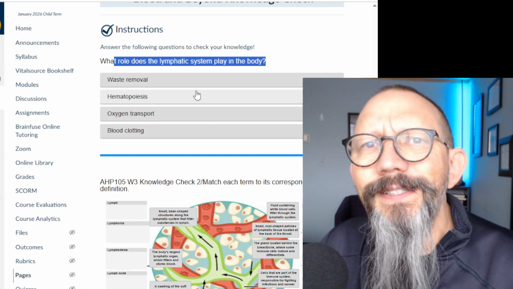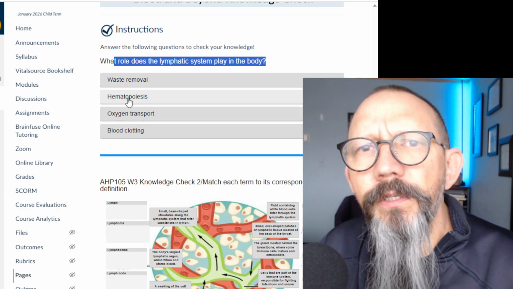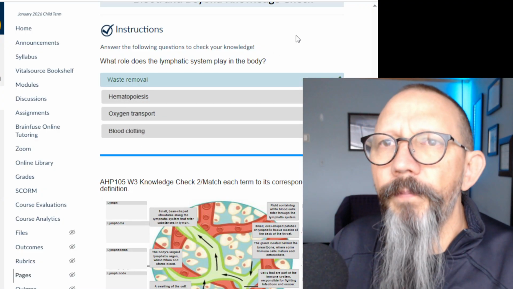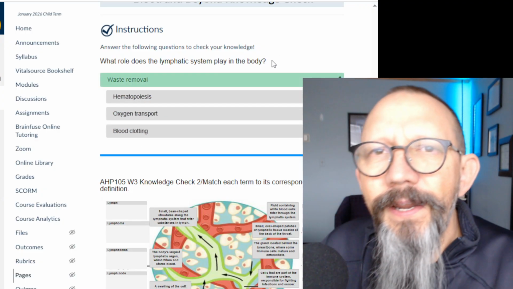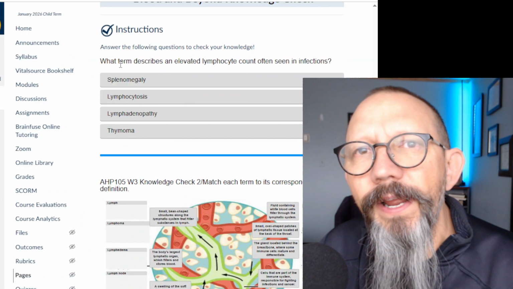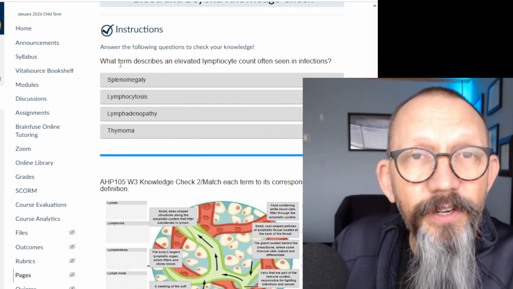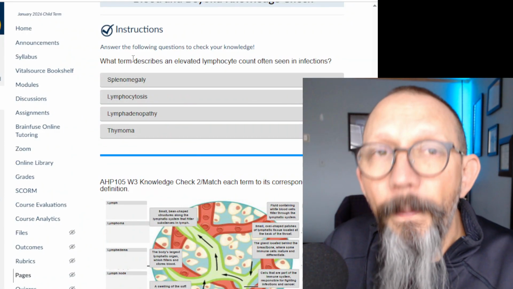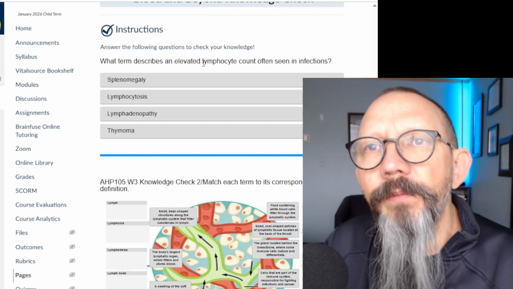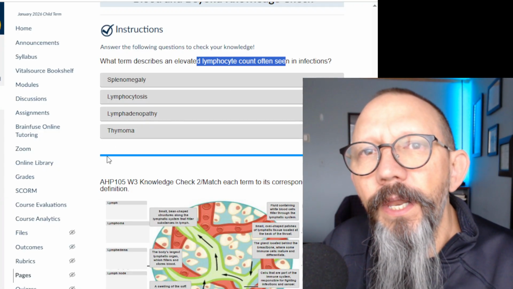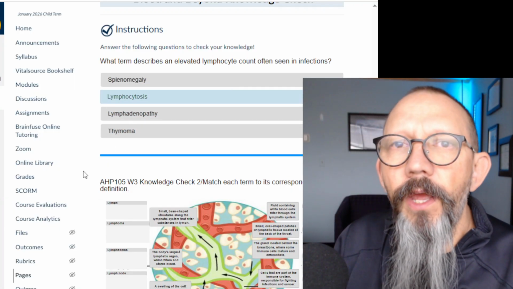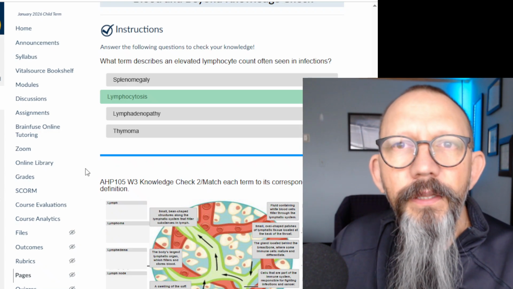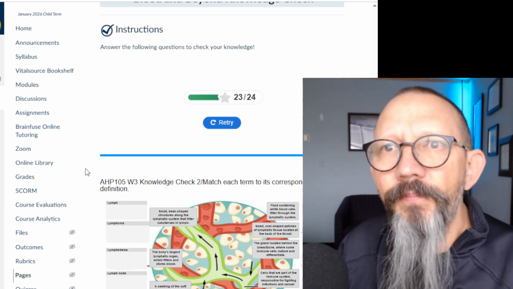What role does the lymphatic system play in the body? Waste removal, hematopoiesis, oxygen, waste removal. I don't like that answer, but it's the best answer there, right? Now, the thing is, as nursing students instead of healthcare students, you have to answer with the best answer. What term describes elevated lymphocytes? Lymphocytosis, okay? Osis is a condition of lymphocytes. Cyte means cell.